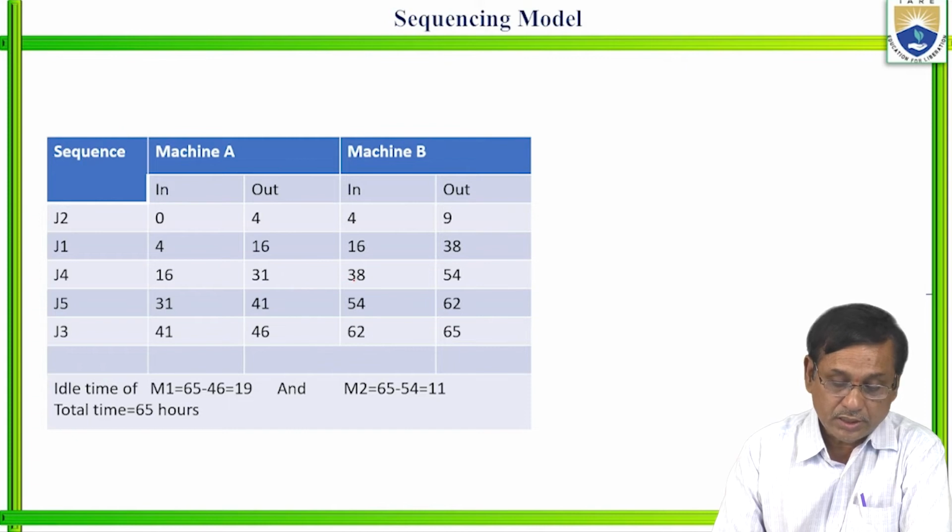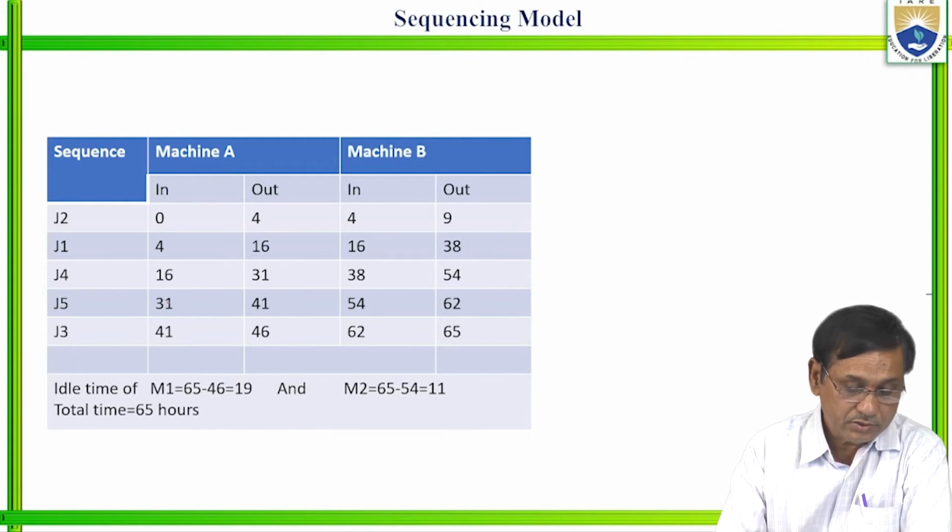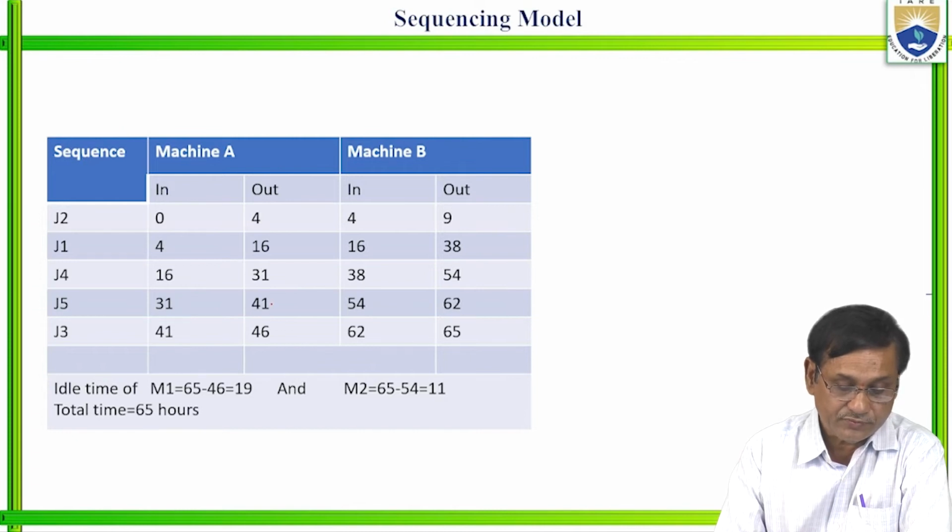Next, the fourth job goes to the second machine at the 38th hour. Even though the fourth job on machine 1 is completed at the end of 31, it has to wait until the 38th hour because the machine is still processing. The processing time required is 6 hours, so it will be completed at the end of 54. Now J5: at the end of 31, the fifth job enters the first machine, and the processing time is 10, so it will be completed at the 41st hour.